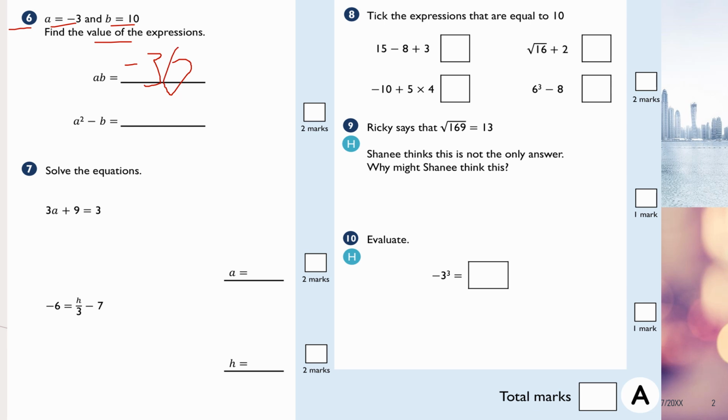What about this next one? We've got A squared minus B. So that'd be -3 all squared, which is a +9, and then minus 10. 9 minus 10 gets you to minus 1. Check that if you're unsure. So I'm doing minus 3 times minus 3.